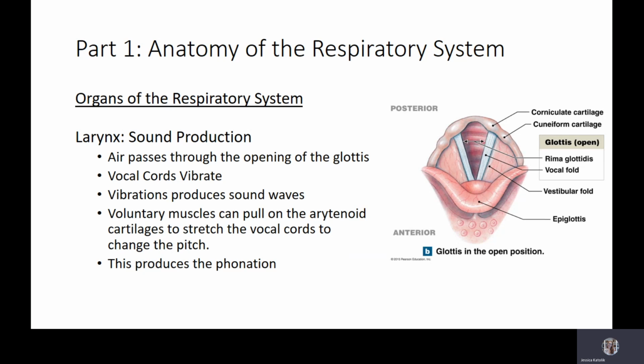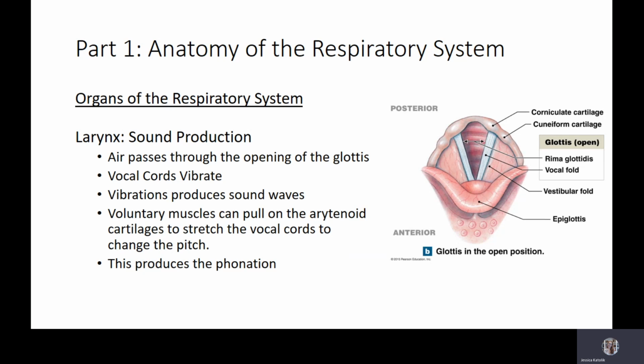And depending how the vocal cords vibrate, it'll create different pitches. We can control the pitch of our voice by contracting muscles that are attached to the arytenoid cartilage. And the arytenoid cartilage will actually stretch and relax the vocal cords. When the vocal cords are relaxed, it will have a lower pitch. When they're stretched, they will have a higher pitch.